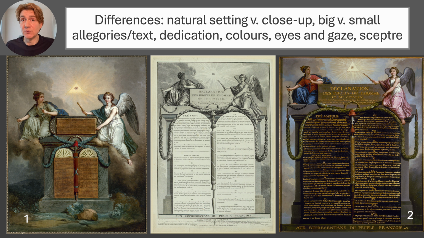Her scepter is also held and pointing to a different direction. In both versions, she points with her index towards the other allegory while holding the scepter. But in version 2, she's directing the scepter towards the eye in the triangle, while in version 1, it's not clearly pointing towards anything in particular.